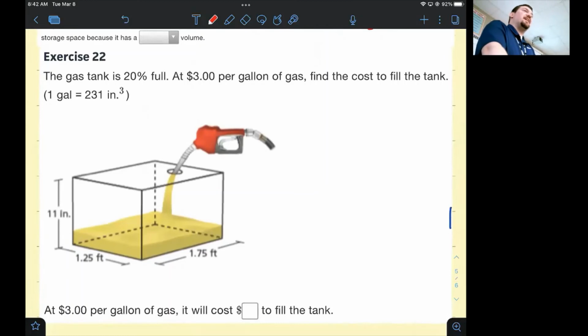This is number 22 in last night's homework. It says the gas tank is 20% full at $3 per gallon. That's like so last week, right? At $3 per gallon of gas, find the cost to fill the tank if 1 gallon is 231 cubic inches. There's a lot going on in this problem. It's already 20% full. Gas costs $3 per gallon. I need to know how much it would cost to fill this tank. If I'm talking about the space inside of the tank, what am I referring to? Its volume. I should probably start with that.